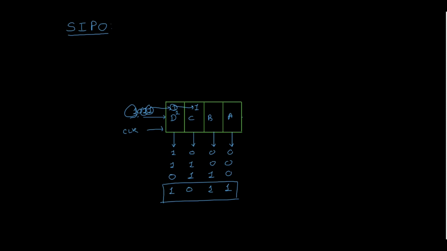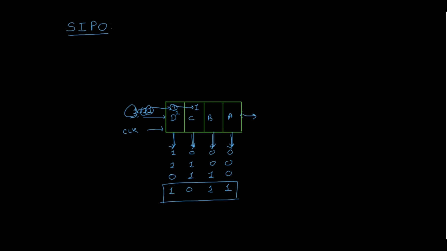So the output of flip-flop D is connected to flip-flop C, and C is connected to B. But we are not taking the output only from QA. If you take the output from QA, then it is a serial fashion. But we are taking the output from QD also, QC, as well as QB and QA. So this is called a serial in parallel out SIPO register.